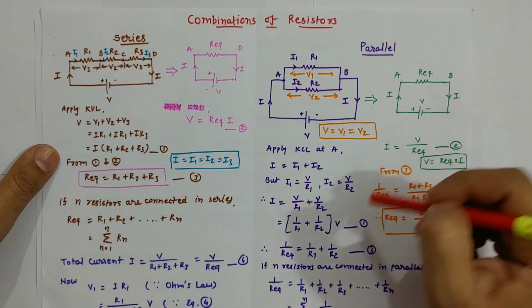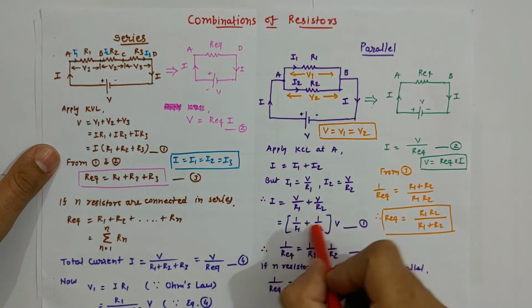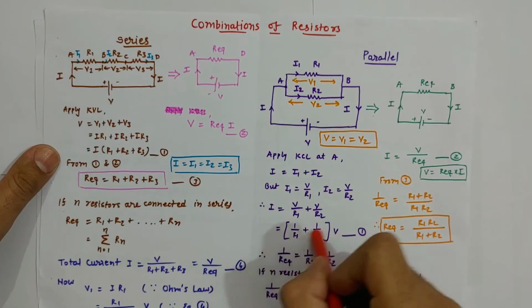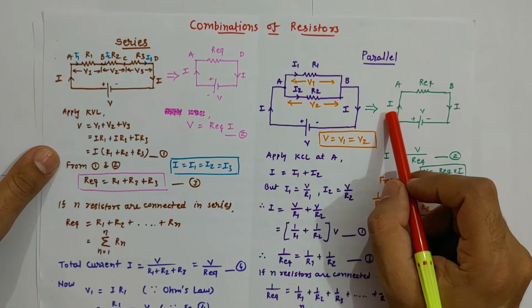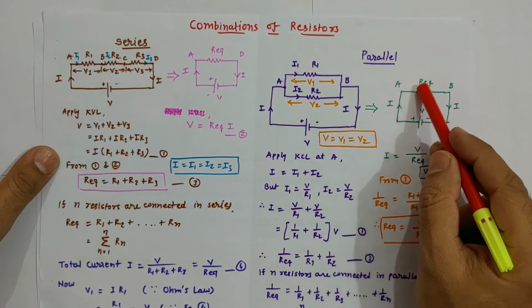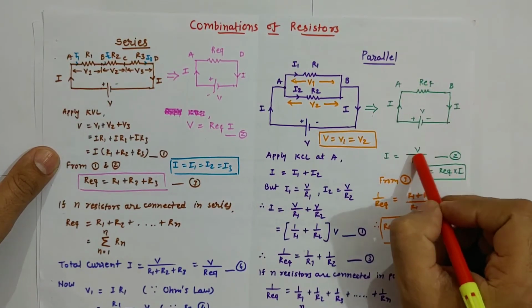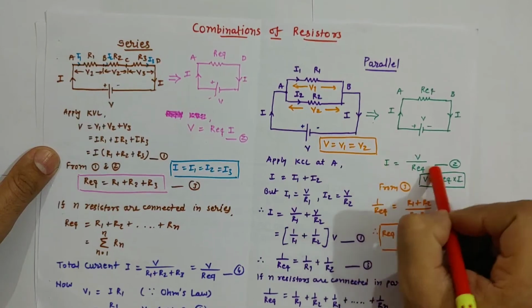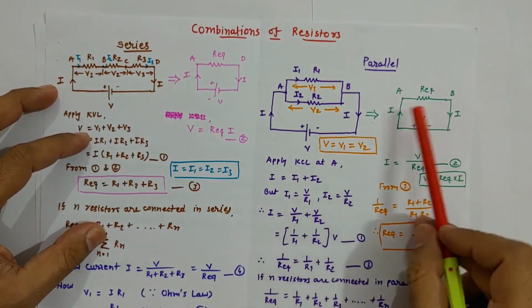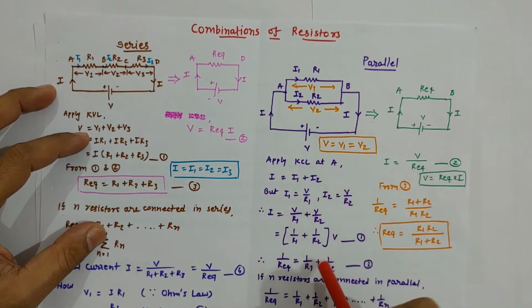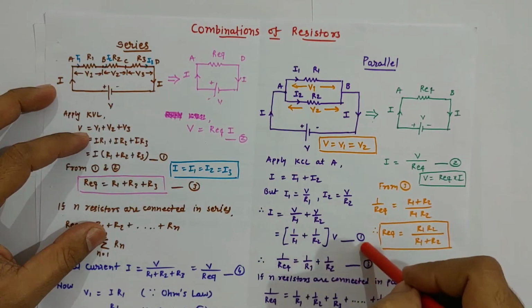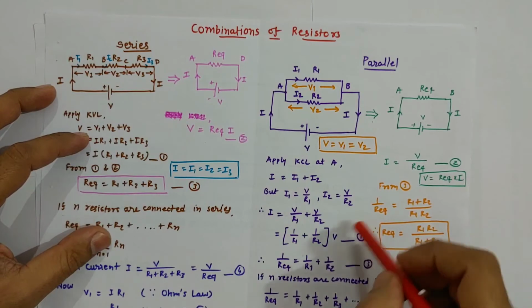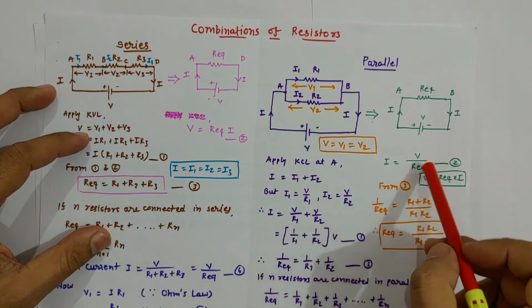In the same way, we will try to find a similar equation of current in terms of resistor and voltage. In this case, the value of current would be voltage divided by resistance, so V divided by R equivalent. This is our equation number 2. If both the circuits are equivalent, then we can equate equation number 1 and 2. So we get equation number 3 like this.